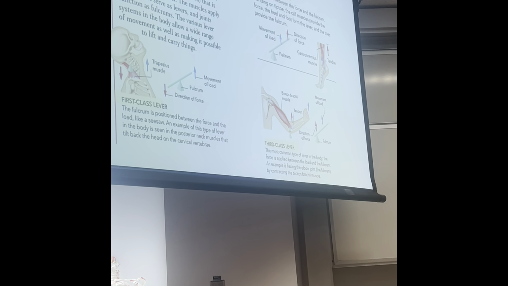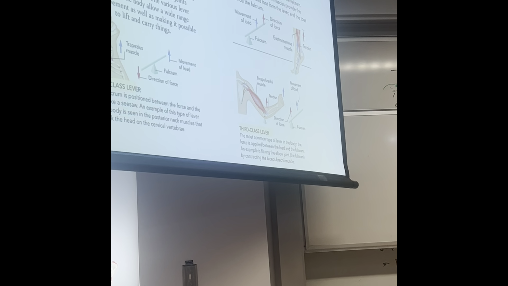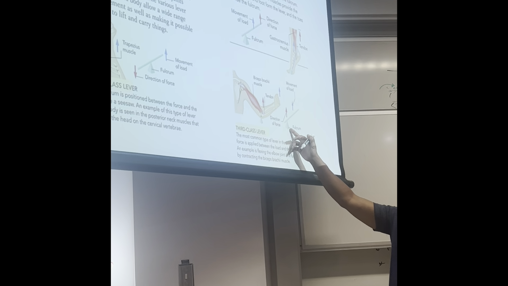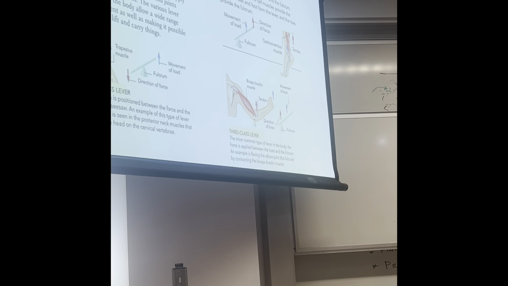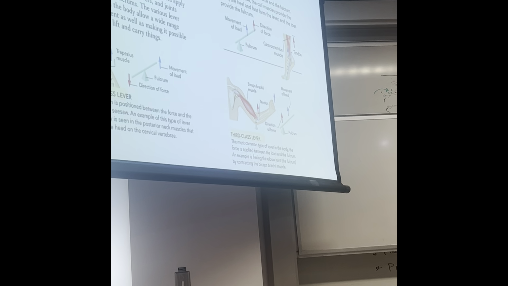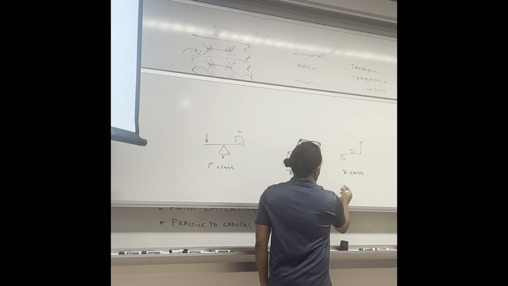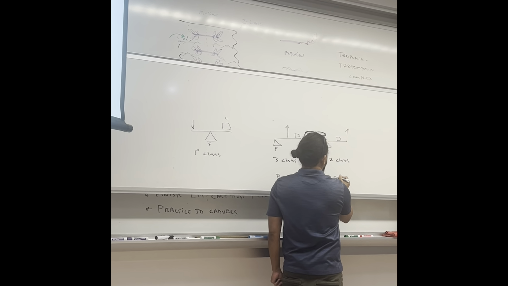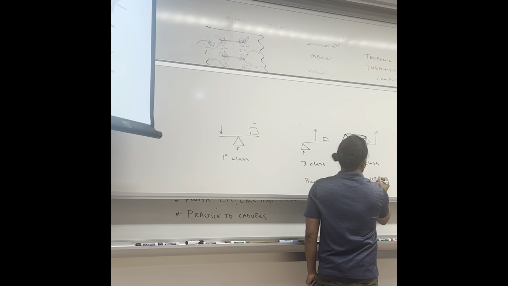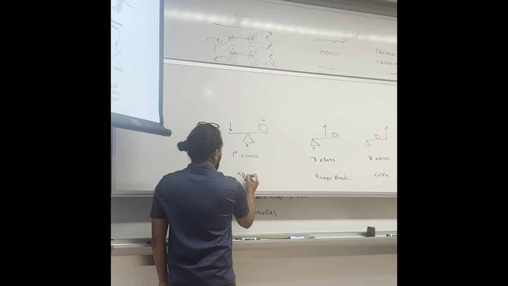The last one is the third class lever. We only see this really in one place. Again, the fulcrum is at the end, but what's different is that the force is being applied from the middle and the load is at the end. The example for this is going to be the biceps brachii. This one we said was what? Calves. So this is the calves, gastrocnemius. And then this one is really the splenius capitis.